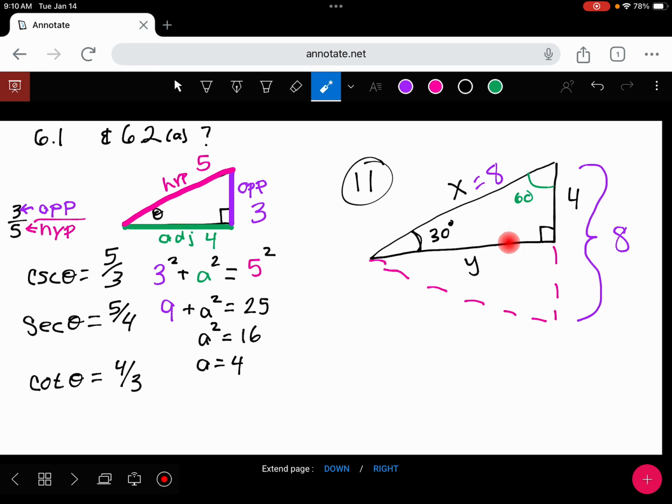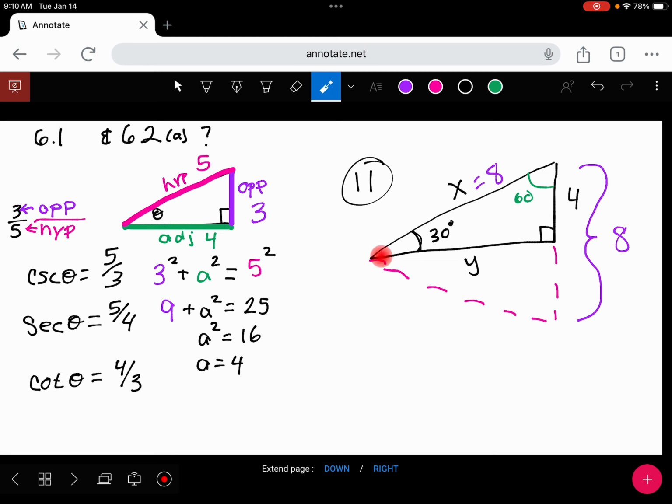30, 60, 90 triangles are always kind of based off of a half of an equilateral triangle. We did that one yesterday. So I know that this little side is 4, which means if we look at our big equilateral triangle, the whole side is 8. So that means this side, since it's an equilateral triangle, is 8. Okay? Now I have a leg.